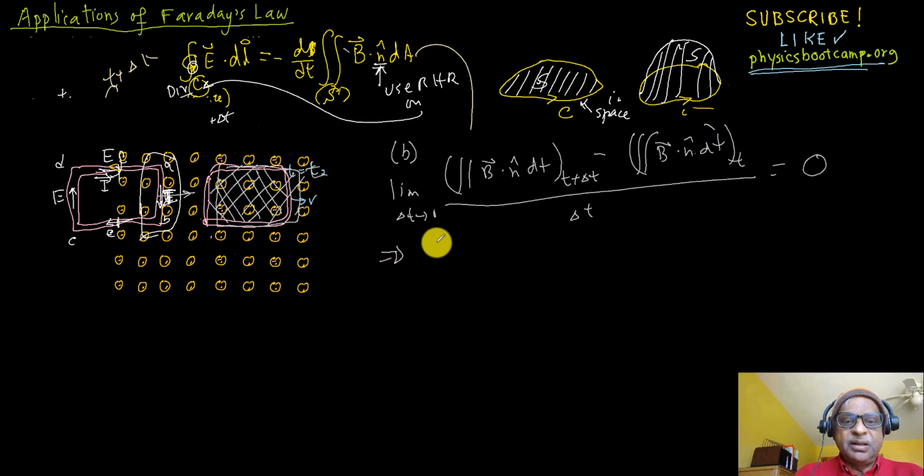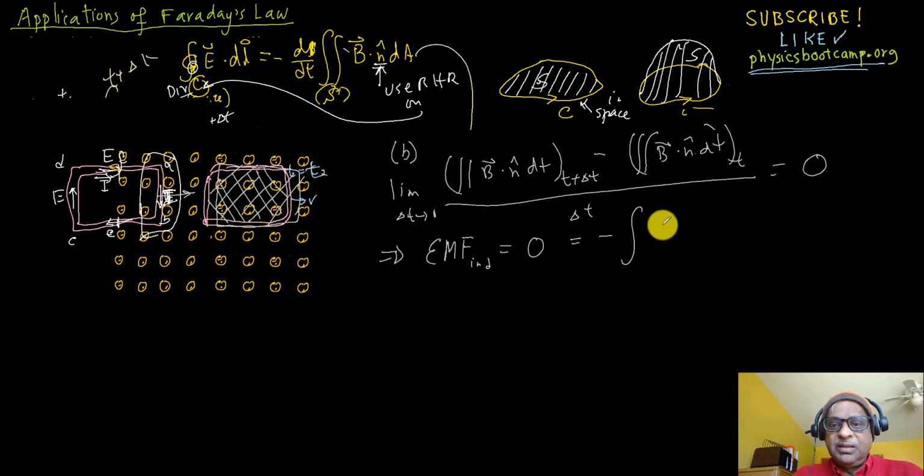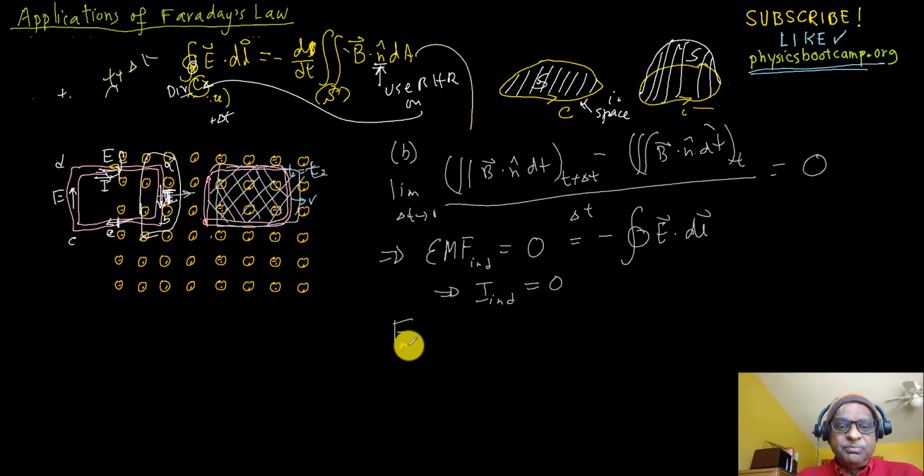So that would just make the induced EMF equal to 0, and this is equal to minus the integral of E dot dl around any loop. This will cause the induced EMF to be 0. That just means that I induced is also 0. That means the magnetic force will be 0.